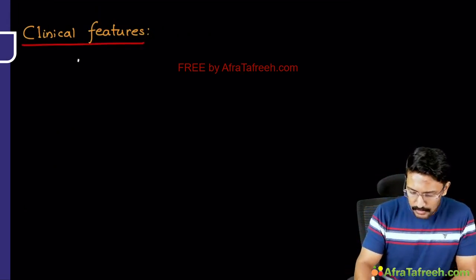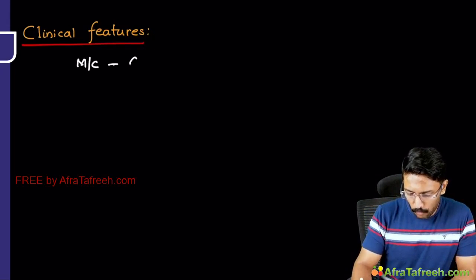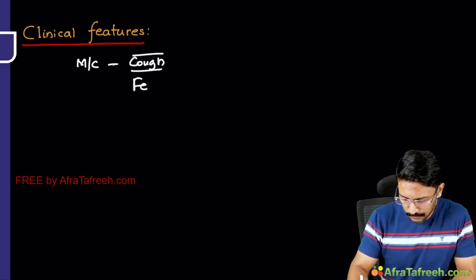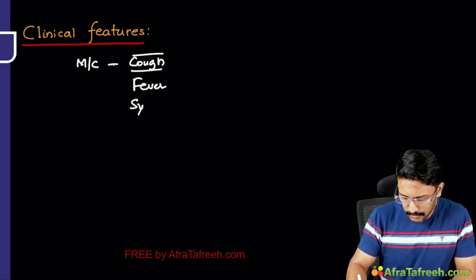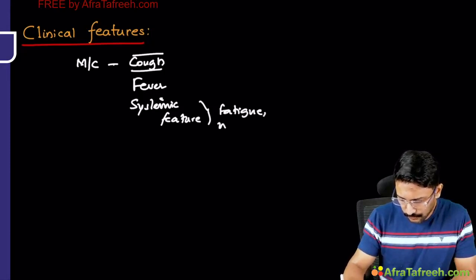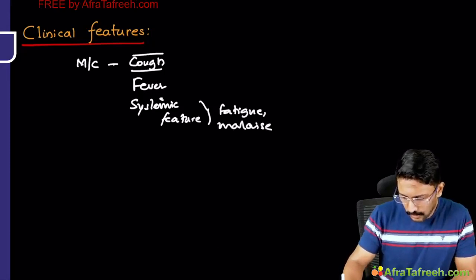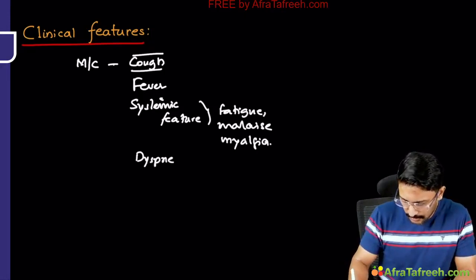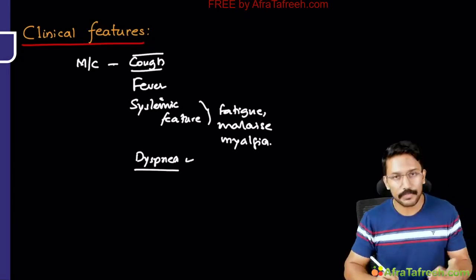The most common presenting complaint would obviously be cough. Apart from that, these patients can have fever and systemic features in the form of malaise, fatigue, myalgia, right? Now these are systemic features that these patients can present with, and they can have dyspnea and respiratory distress if the patient is having severe pneumonia.